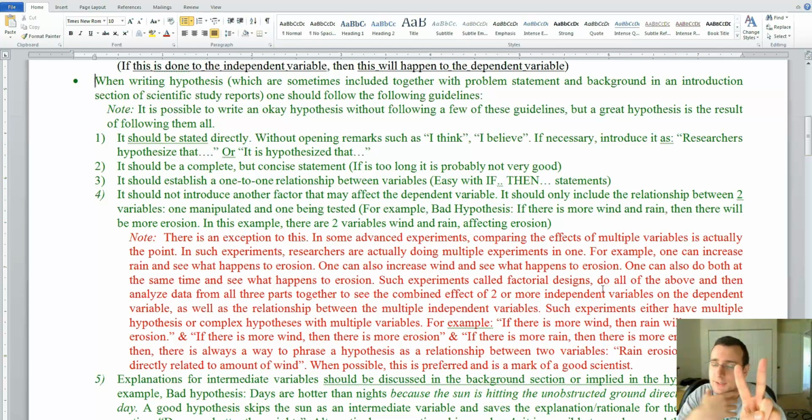It's two independent variables at the same time, and as you should know, in a good experiment you only test one thing at a time. So you shouldn't really have two variables in your hypothesis. You should only establish the relationship between one variable and the other one.